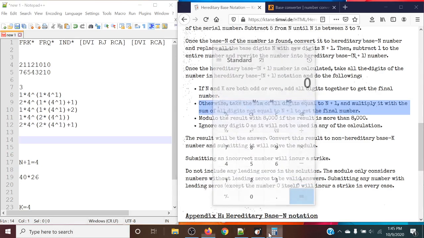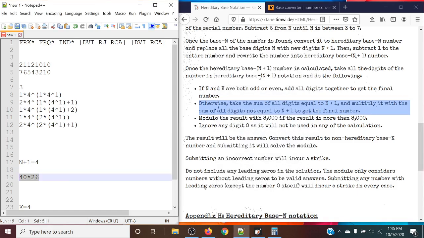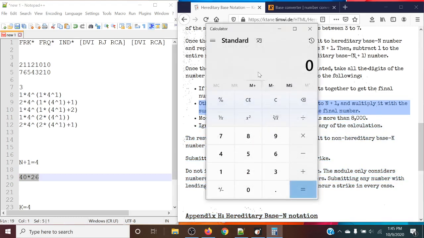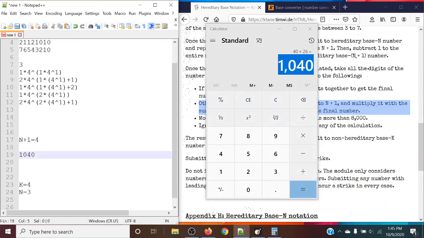So what we would do is we have found both of our sums, and we're going to multiply both of these together to create a very large number. And if the result happened to be above 8,000, we would modulo the result by 8,000. So 40 times 26 is 1,040. And this is our answer that we must submit in base 4.